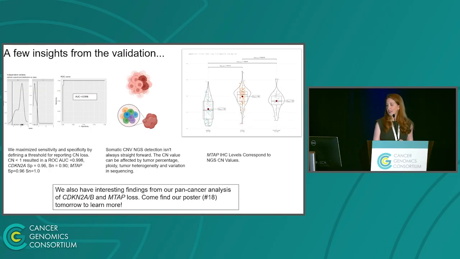And then just a few quick insights from our validation. We were able to maximize sensitivity and specificity by determining a threshold for reporting copy number homozygous loss in 9p21 genes. We determined that copy number less than 1 met our specifications for reporting accuracy. We learned that somatic CNV NGS detection isn't always straightforward. The copy number value can be affected by tumor percentage, ploidy, tumor heterogeneity, and variation in sequencing. We also found that MTAP IHC levels correspond to copy number values, but there is a wide range, and we're looking a little bit further into that now.